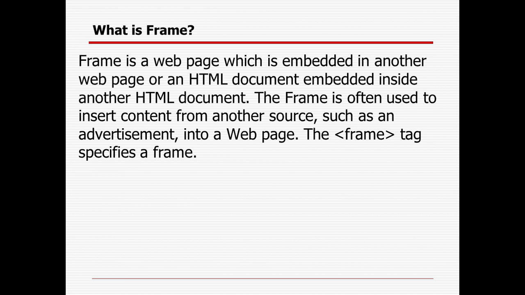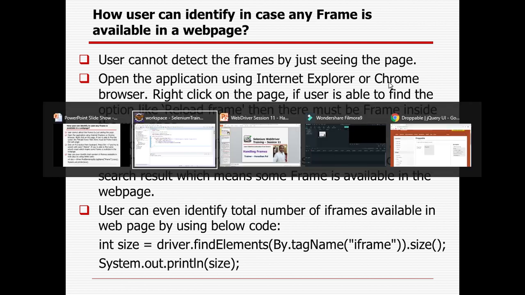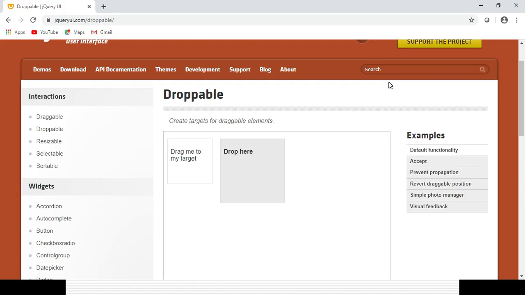So if you find anything available as a frame, then you can easily identify that there is a frame available in the page and you need to handle it accordingly. How can a user identify whether any frame is available in the web page? A user can't detect the frame by just seeing the page. Here I am giving you an example. Suppose this is the web page. Are you able to see anything on the web page that shows any frame is available or not? It is not possible.